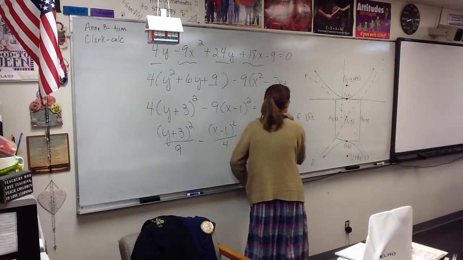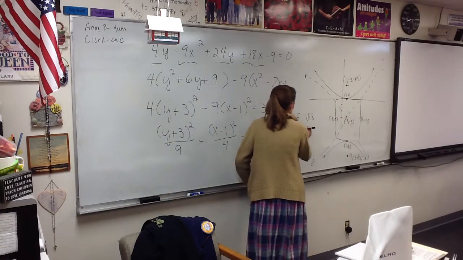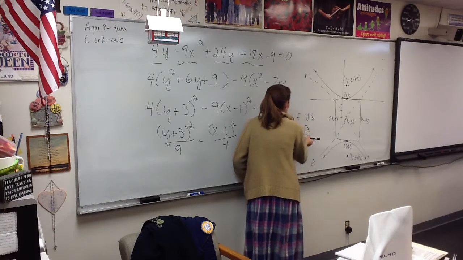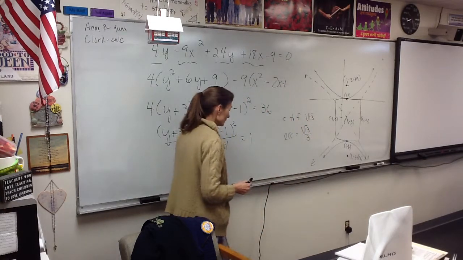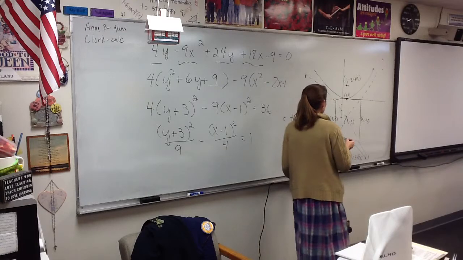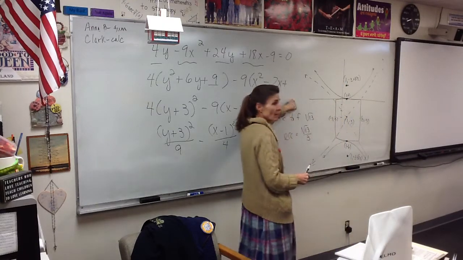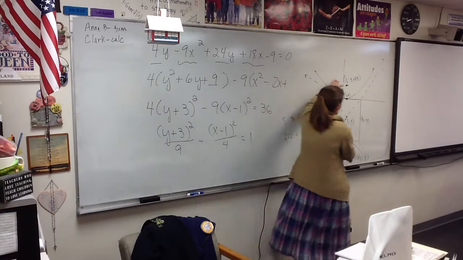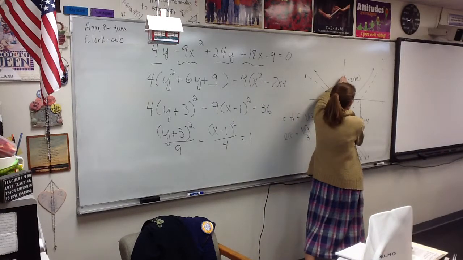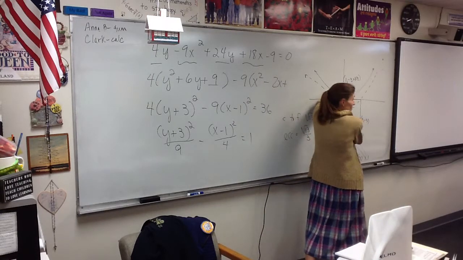What's your eccentricity? Root 13 over 3. Yep, perfect. Again, your eccentricity is the distance from the center to the focus, which you just figured out was root 13, divided by the distance from the center to the vertex.